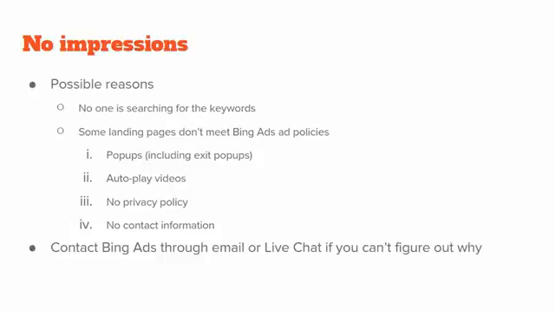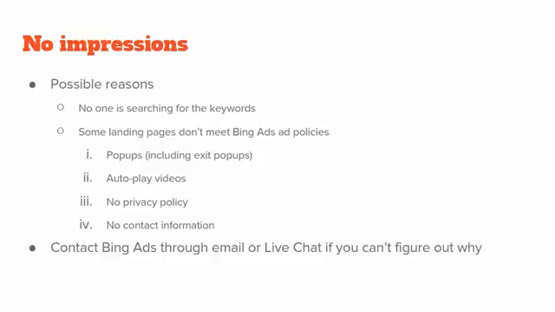A third reason may be that there's no privacy policy on the landing page. Again, Bing Ads is very specific about this. So check to make sure that all the landing pages in your ads have a privacy policy. Most likely, if you search for privacy on a landing page, you should be able to find it. But in rare cases, maybe the privacy policy is included in the terms of use or terms of service page. So make sure to look at that if you cannot find the privacy policy on the home page.